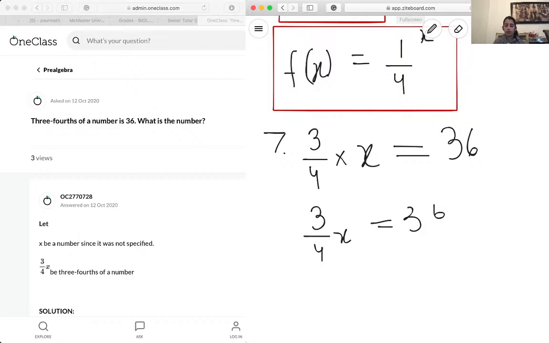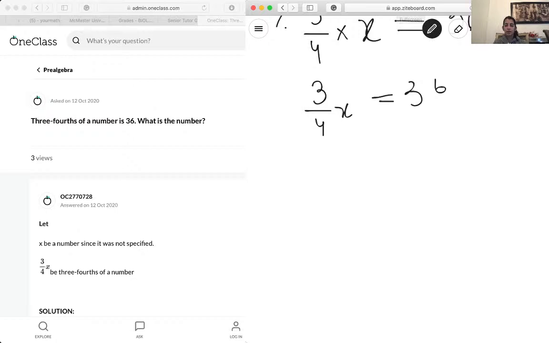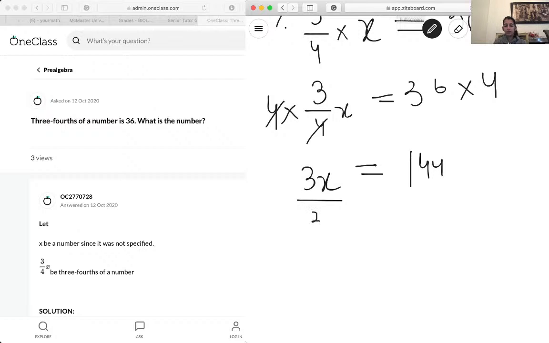Now we have our equation, all we have to do is isolate and solve for x. We can do that by multiplying by 4 on each side to get rid of this 4 at the bottom. Whatever we do to one side, we have to do to the other side, times 4. That gets canceled out. We're left with 3x equals, in my calculator, 36 times 4 is 144. Now, to get rid of the 3 and get x alone, we can divide each side by 3. This gets canceled out, and we're left with x equals 144 divided by 3, which is 48.